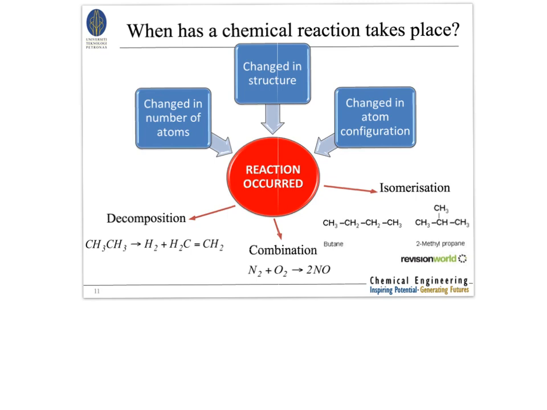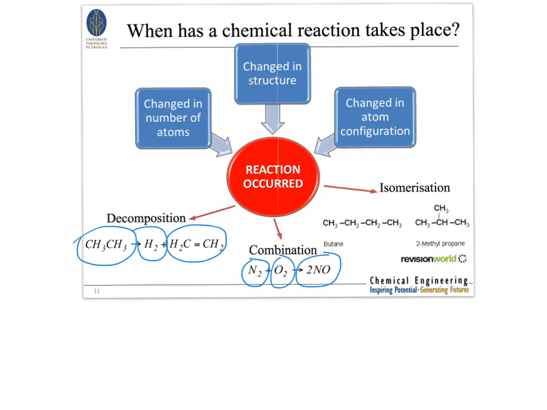So the first way it can occur is through decomposition, where one chemical species is broken down into two smaller molecules or atoms or fragments. So here you have C2H6 converted into H2 and C2H4. The second way is through combination, where two or more smaller molecules and atoms combine to form a larger molecule. It is the reverse of decomposition. In decomposition, you break a larger molecule into smaller molecules, but in combination, smaller molecules combine to get one larger molecule.